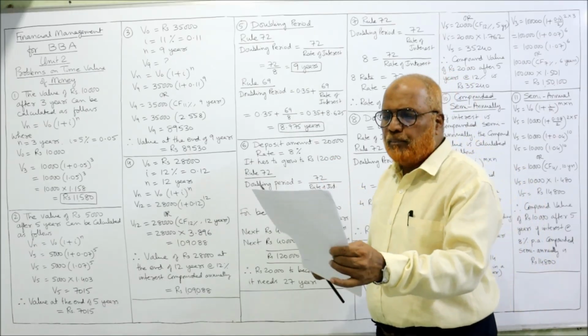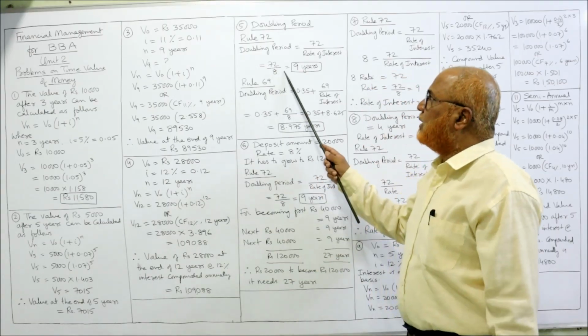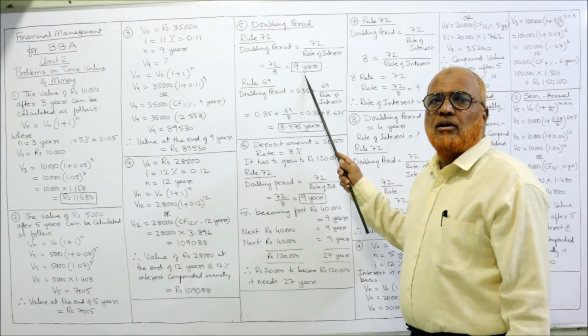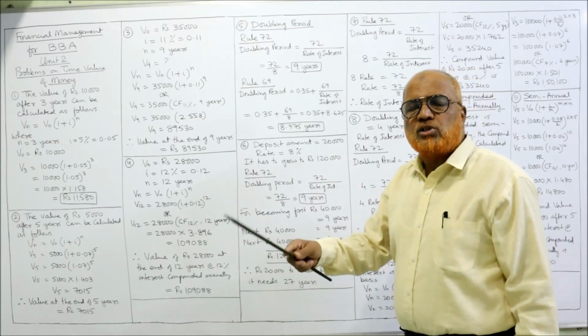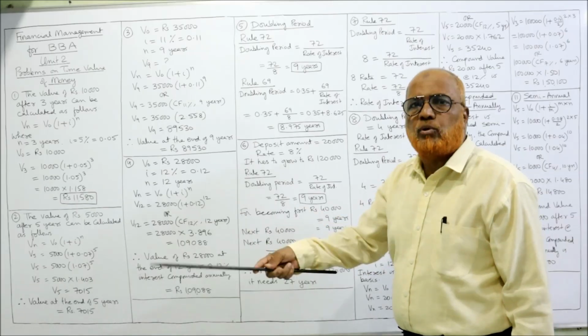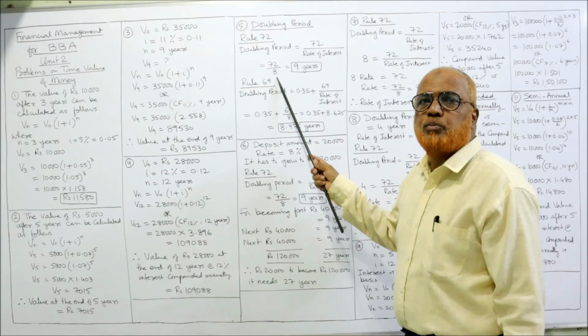Very simple formula. 72 divided by rate of interest, you will get the doubling period. So here in our problem, the rate of interest is 8%. So 72 divided by 8 is 9 years. So whatever amount, that means here 10,000, is deposited, if you deposit 10,000 right now, it will become 20,000 in 9 years. At what rate of interest? 8%. This is rule 72.